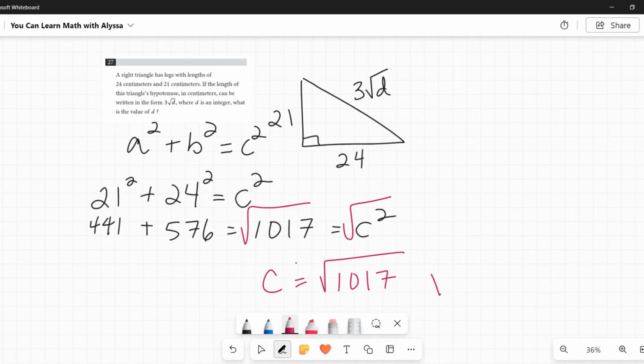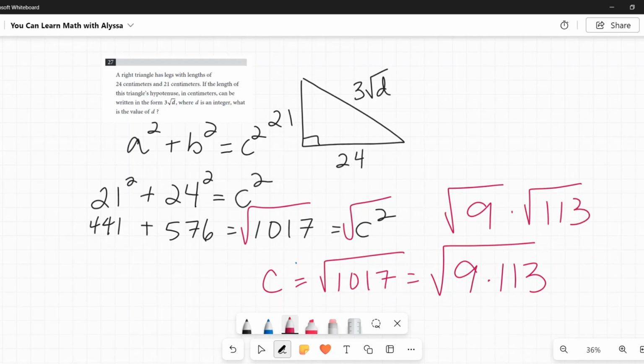So I can write this as the square root of 9 times 113. And then you can split those up. You can say square root of 9 times square root of 113. Square root of 9 is 3. And then you just have square root of 113 left. Hey, and they said hypotenuse is 3 times square root of d. What would d be? D is 113. So that's one way you can look at this.